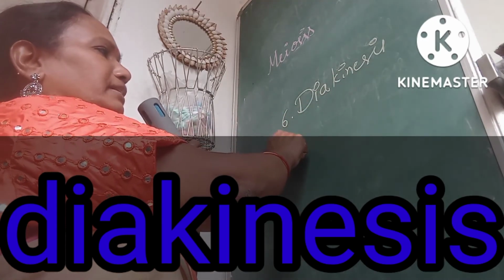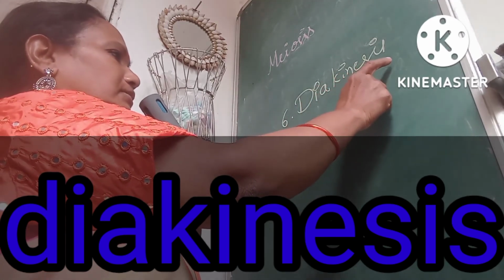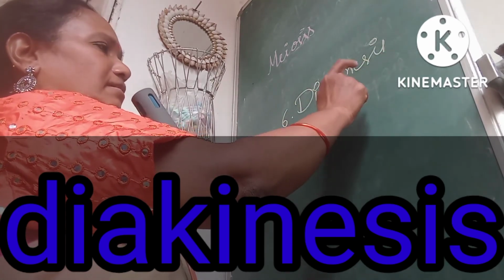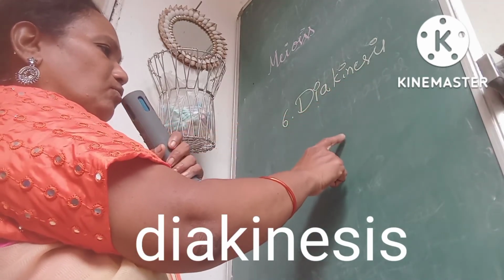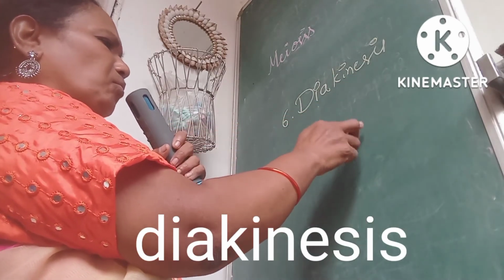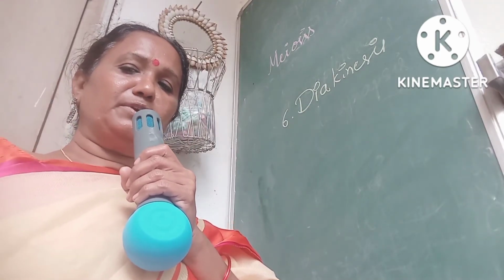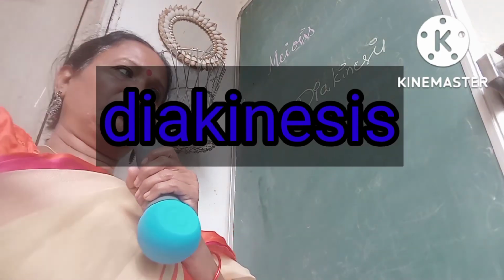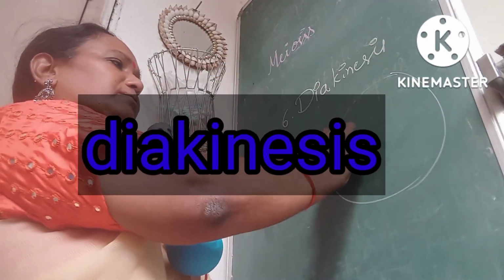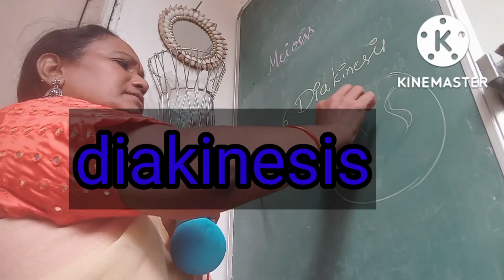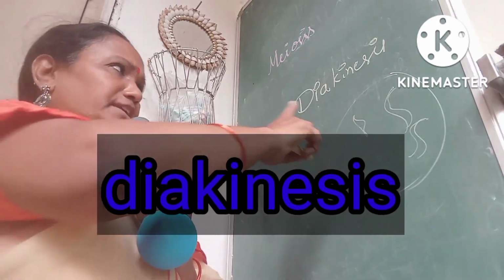So this is the sixth stage of this meiotic division, that is diakinesis. In this diakinesis, the chromosomes are more condensed and evenly distributed in the nucleus. All over the nucleus they are evenly distributed. Like this, they are condensed, thickened and evenly distributed in diakinesis.